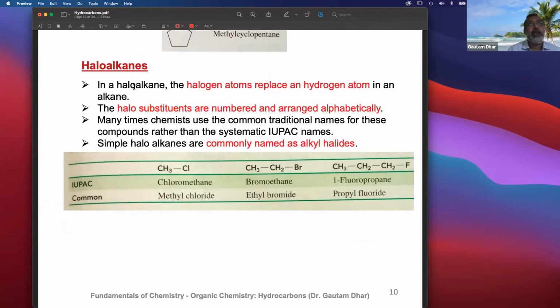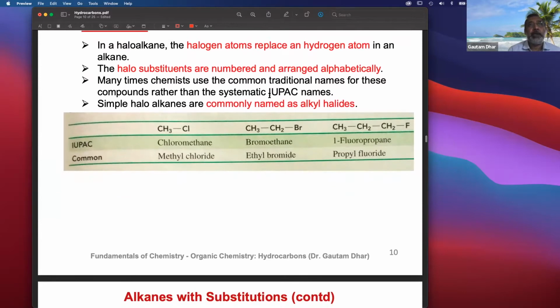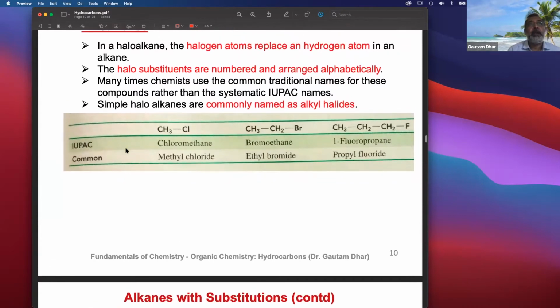Haloalkanes. In a haloalkane, the halogen atoms replace the hydrogen, and the substituents are numbered alphabetically. Now, many of these simple haloalkanes have common names. You have to know some of these because they are very common. Like chloromethane, where methyl chloride is the more popular name. So you just use the alkyl naming, the older style. So propyl and so on. So 1-chloropropane is called propyl chloride.